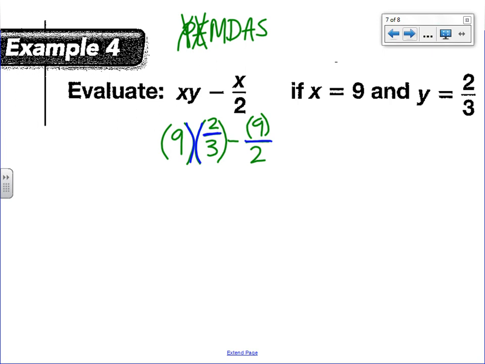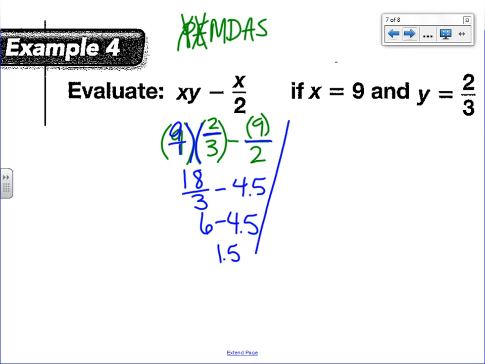2 divided by 3, and that gets me 0.6666666, goes on forever. We don't want that. So instead, we're going to write this as 9 over 1, and we're going to multiply. So 9 times 2 gives me 18. 1 times 3 is 3, minus 9 divided by 2 gives me 4.5. Now I have 18 divided by 3, that will give me 6, minus 4.5 equals 1.5. Final answer, and again, I have that tornado.